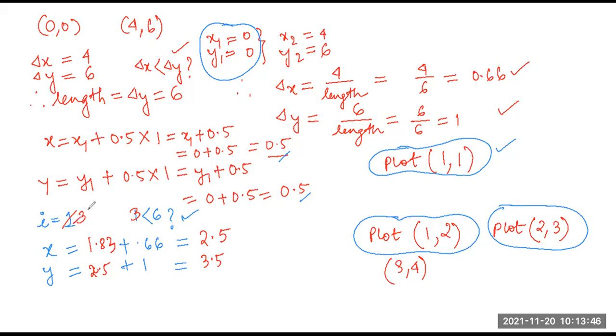Now again, I will increment the value of I, 4. 4 is less than 6, true? True. Yes, ma'am. So I will again update the value of x and y. What will be my new value of x and y? 2.5 and 3.5. What will the new value be?